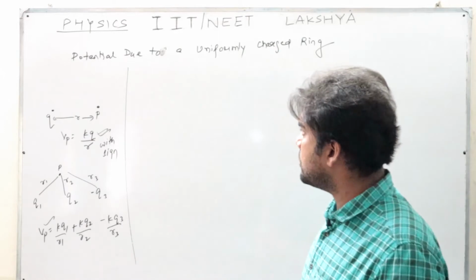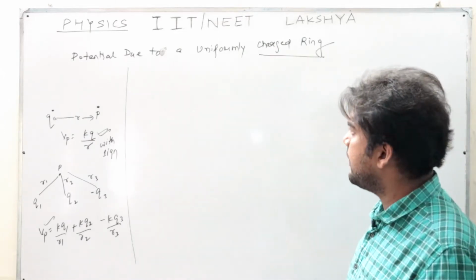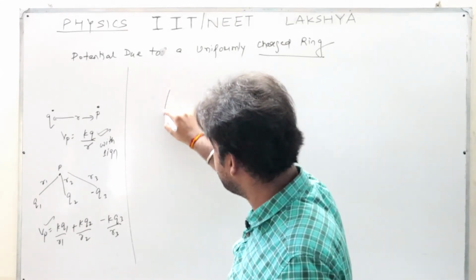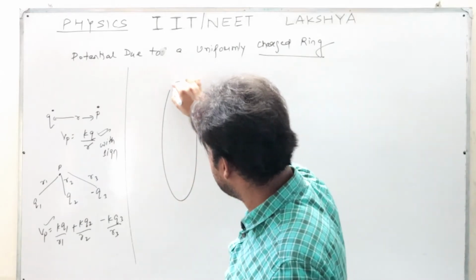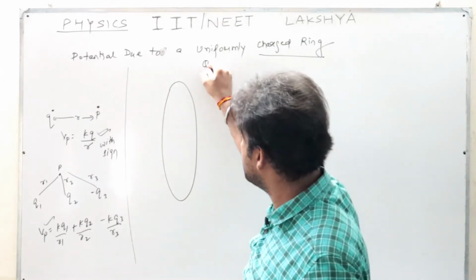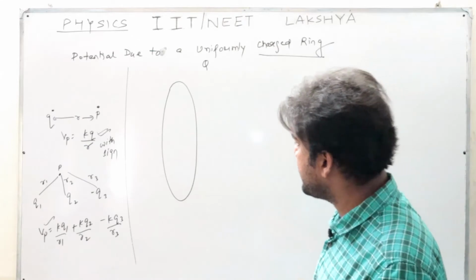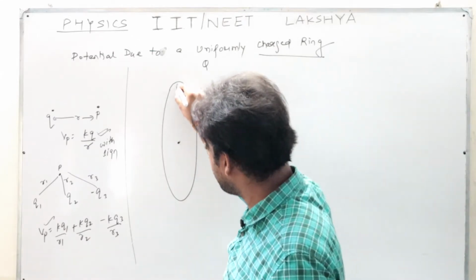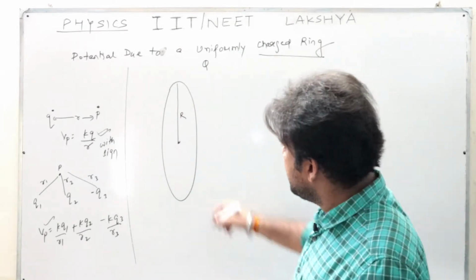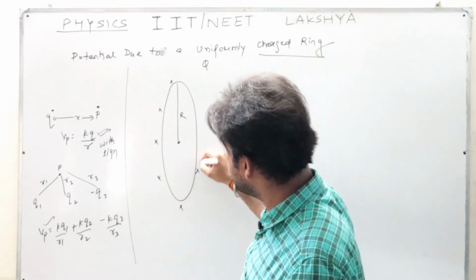But today we are going to derive and discuss it for the uniformly charged ring. So let us first understand what a uniformly charged ring is. Observe here. Let us say this is a ring, and this ring contains charge q. Charge q is uniformly distributed over its circumference. Let us say the radius of this ring is r.